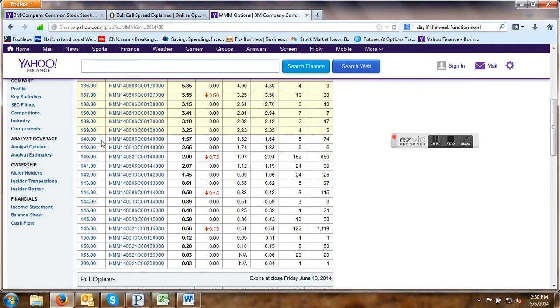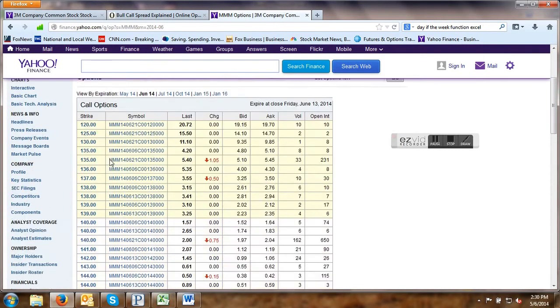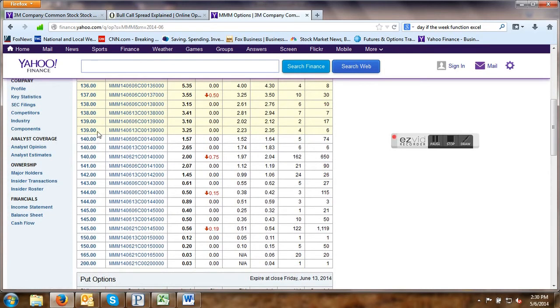So if I look at my option chart here for call options, again the price is 139.29. So my at the money is either going to be 139 or 140. I'm always going to be interested in my highest volume option here. So this is 162 traded today. So these are the two options I'm interested in. The 139 is trading at $3.25. The 140 is trading at basically $2.